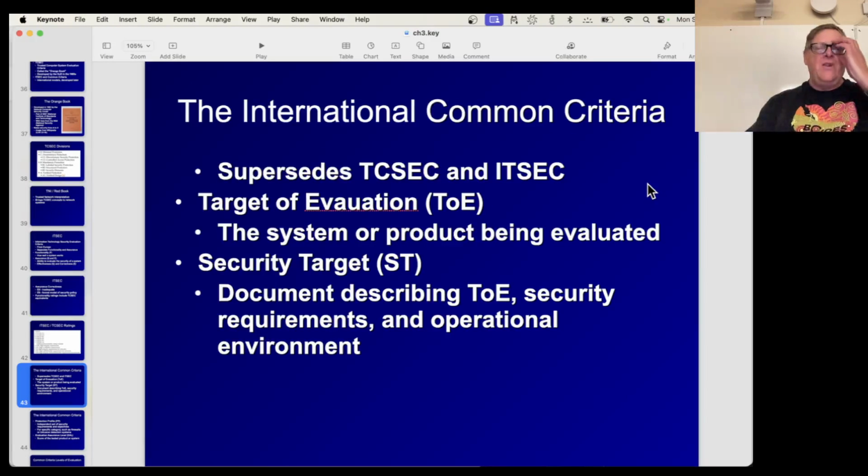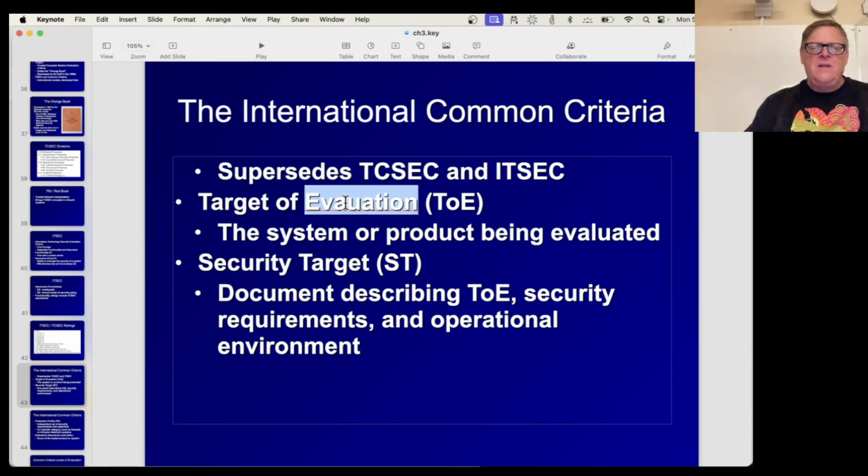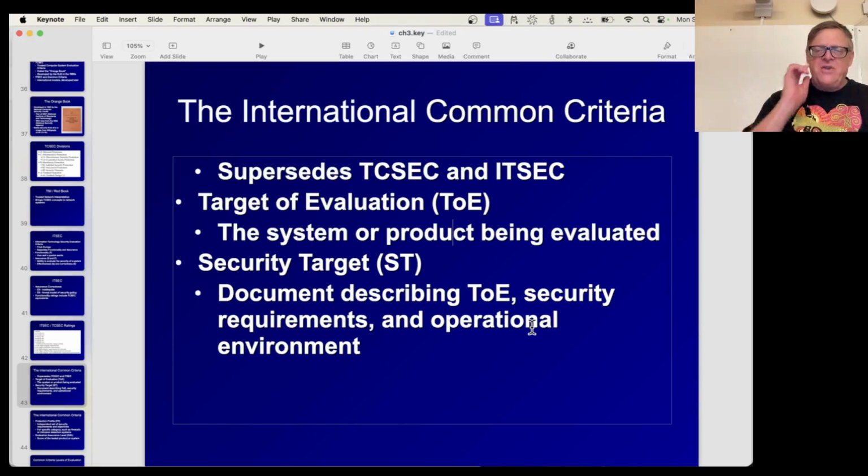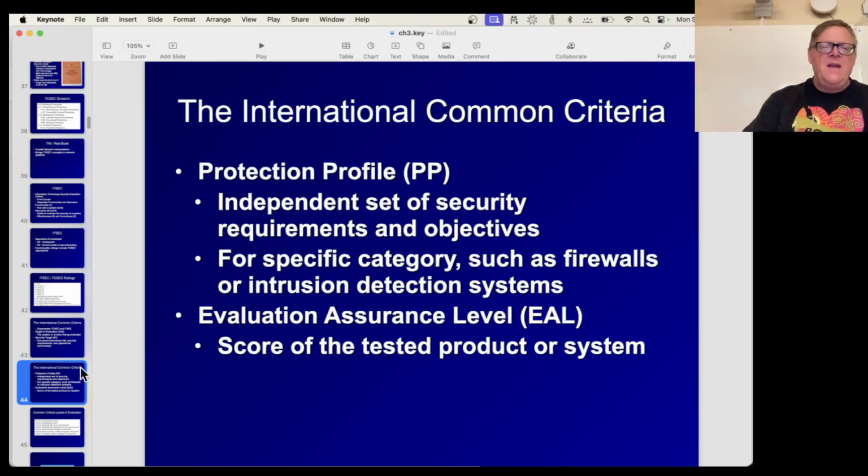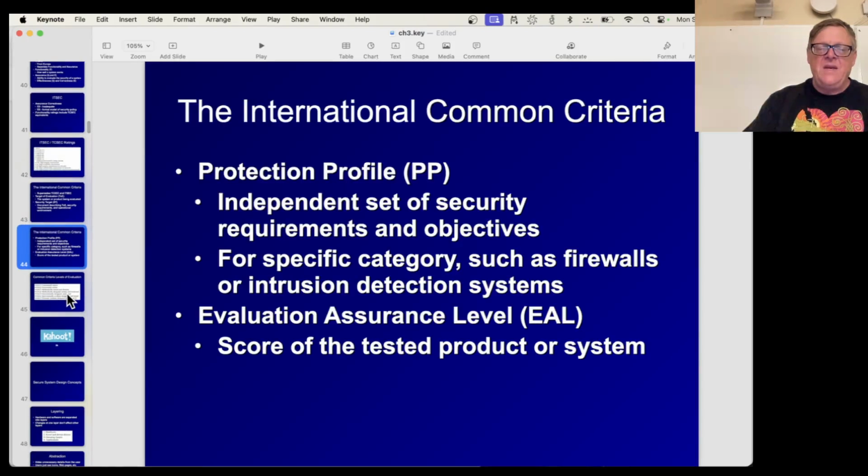All right, and then there's the International Common Criteria that is supposed to replace both of them, and it determines the target of evaluation. There. And then a security target, which defines what you're trying to accomplish. And then you have a protection profile, which specifies your requirements and objectives, and then an evaluation assurance level, which explains how well you have tested it.